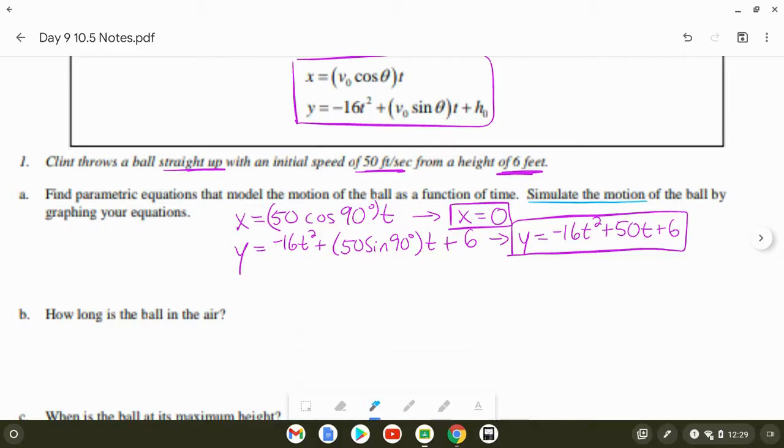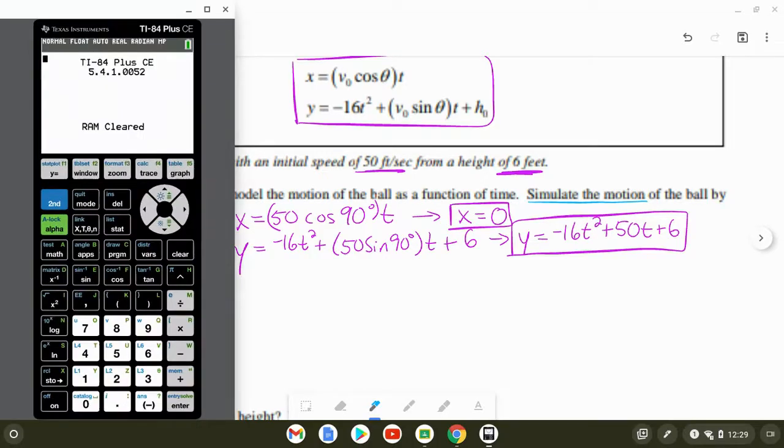Now it says simulate the motion of the ball by graphing your equations. We're going to go ahead and show you how to do that on the calculator so we can get a visual of what's going on here. So the first thing you want to do here if you're using the Chromebook calculator is make sure every time you open it, after you've closed the app, you have to redo all the modes and all the settings. Otherwise, it's going to restart itself.